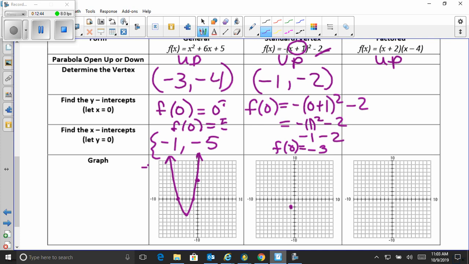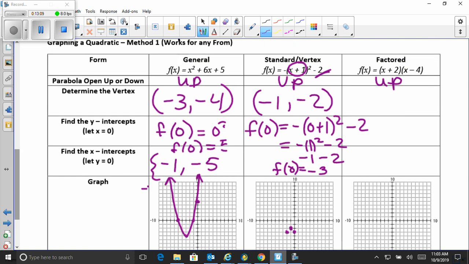So plug in a -3, 0, -3, that is, right, this one. Now because I know they're symmetric, I know that this point is where I get folded, on that vertex. So that's a point that I don't even have to do when plugging into the table. And then finding my x-intercepts, I have to set that equal to 0 and solve.